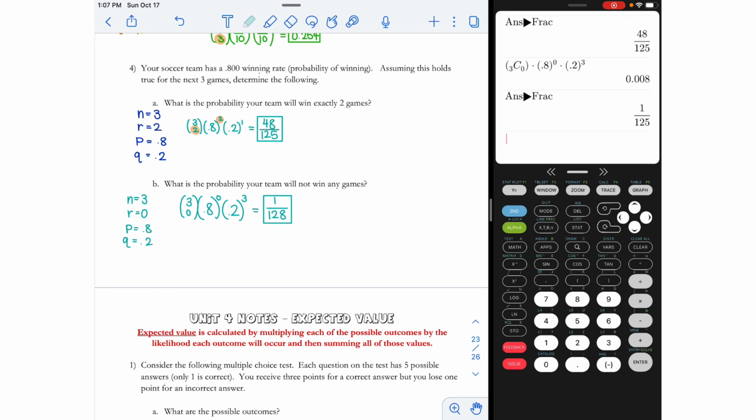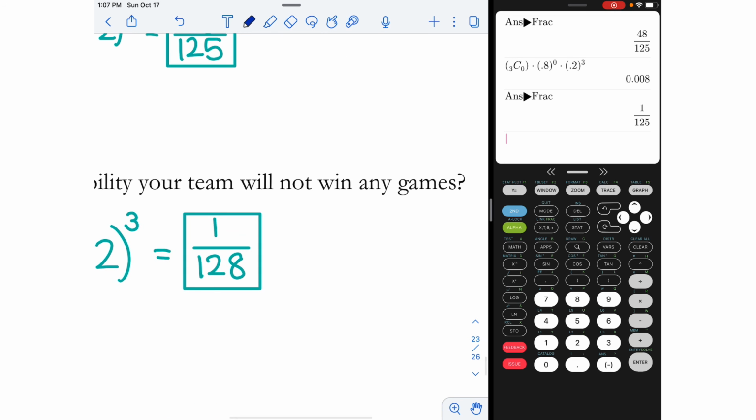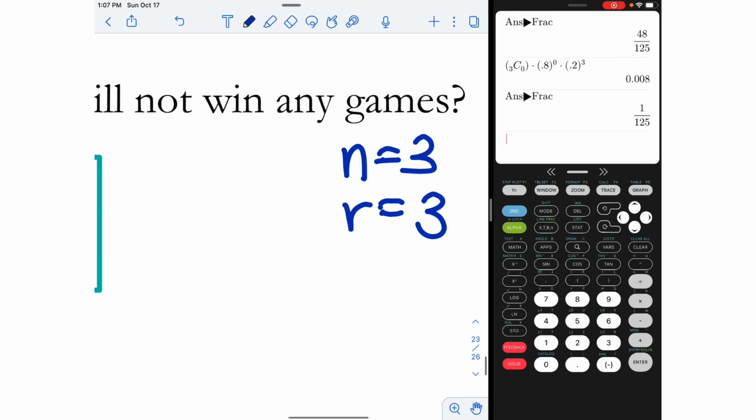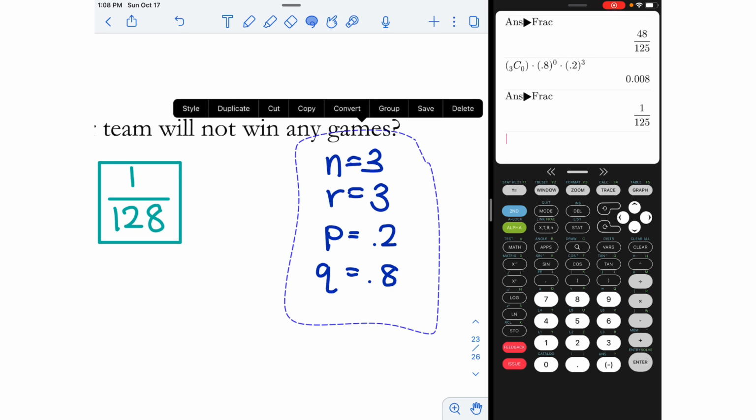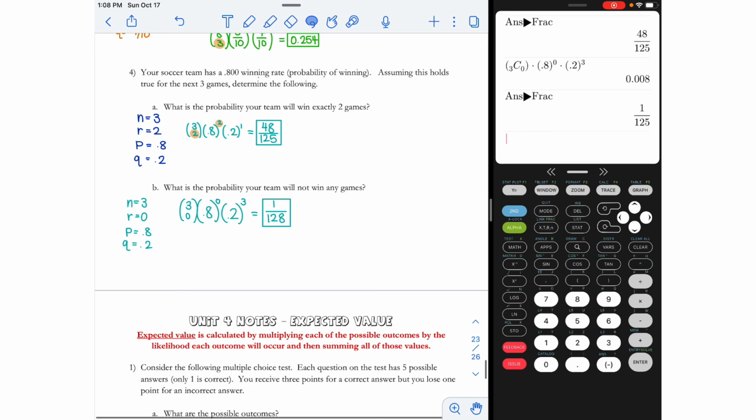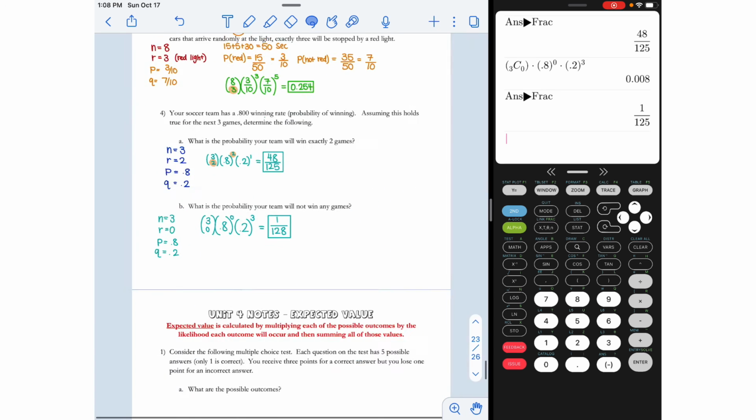If you wanted to flip it around and say losing is the success, you could have done, out of the 3 games, I want to lose 3 games. The probability of losing is 0.2. The probability of winning is 0.8. And just flip it around, but you would calculate and get the same answer. So I'm going to leave it the way that I did it, saying winning is still a success, but I want no successes in this case.